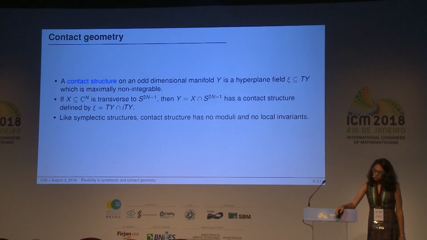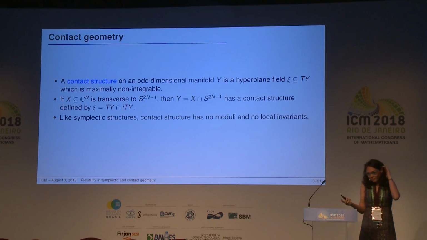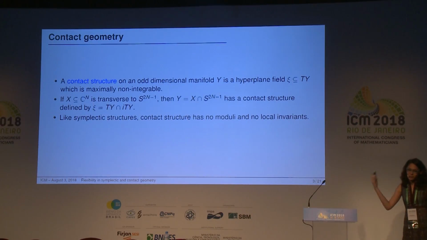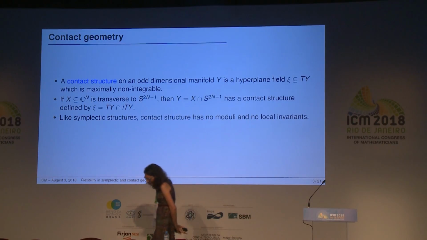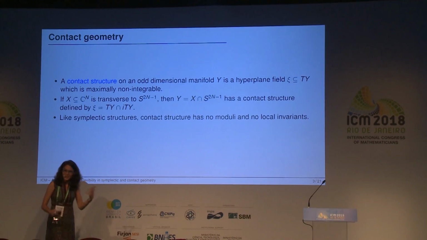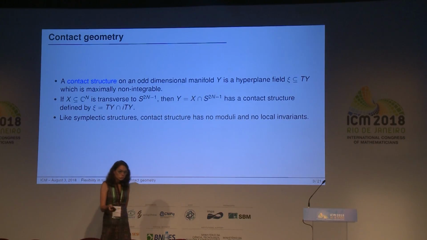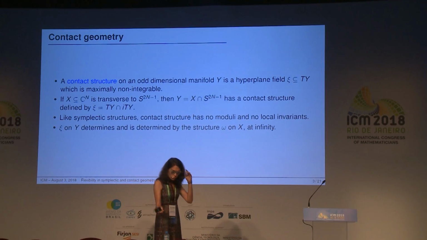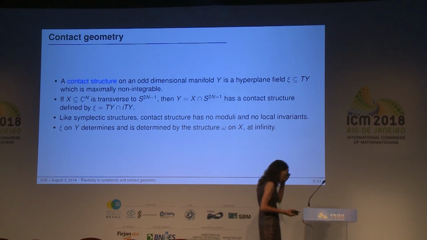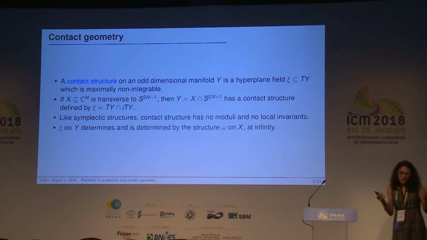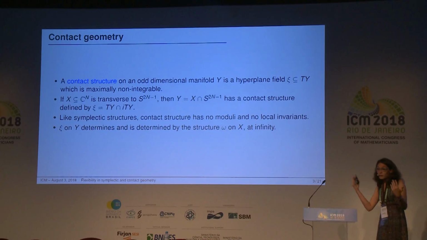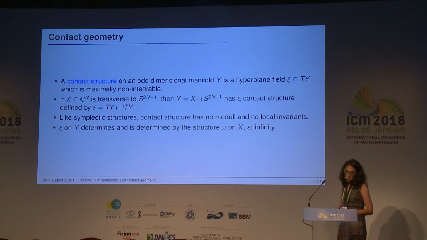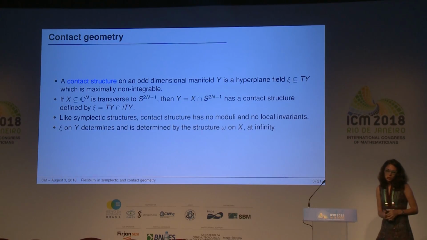And so, like symplectic structures, they're topological objects. We can play with them and use cut and paste topology tools. And this contact structure determines and is determined by this symplectic structure at infinity, as described here.